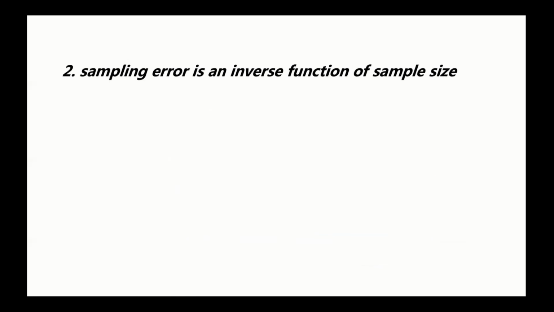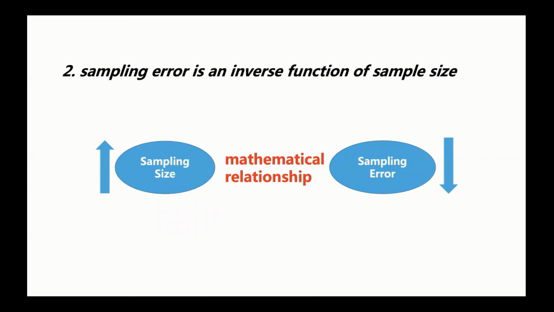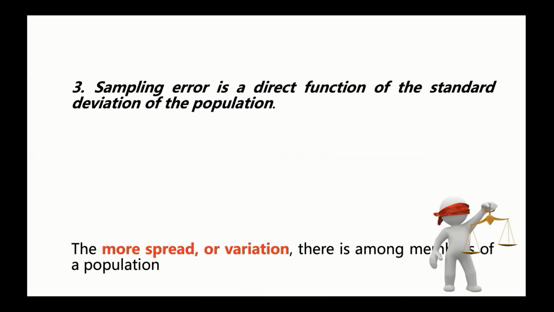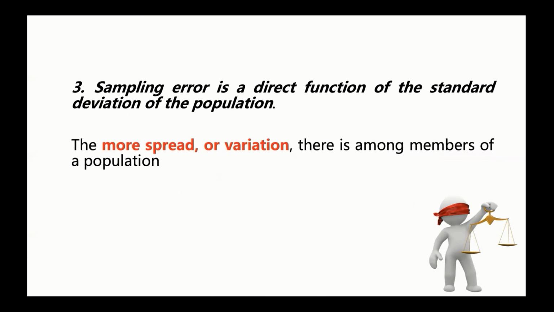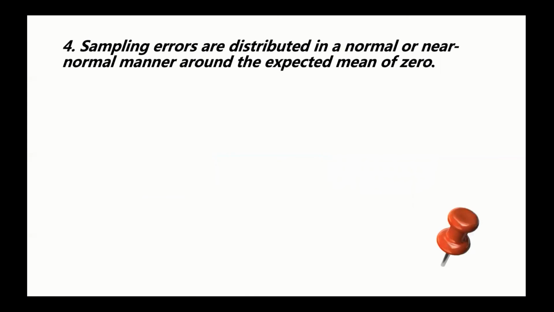Well, law 2: sampling error is an inverse function of the sample size. As the sample size increases, the sampling error will decrease. We can say the relationship between them is mathematical. Law 3: sampling error is a direct function of the standard deviation of the population. The more spread or variation there is amongst members of the population, the more spread there will be in sample means.